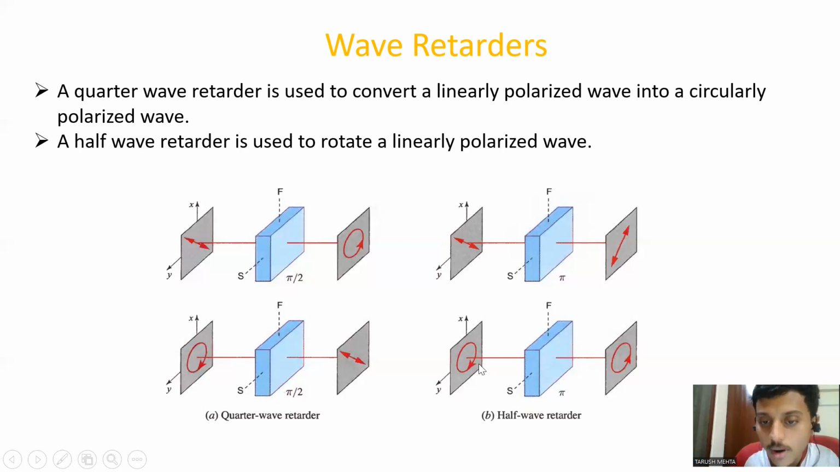Similarly, if it is a circularly polarized light, it changes the state of polarization, because a circularly polarized light can be either right-hand circularly polarized or left-hand circularly polarized. So this half-wave retarder converts a right-hand circularly polarized light into a left-hand circularly polarized light, or vice versa.